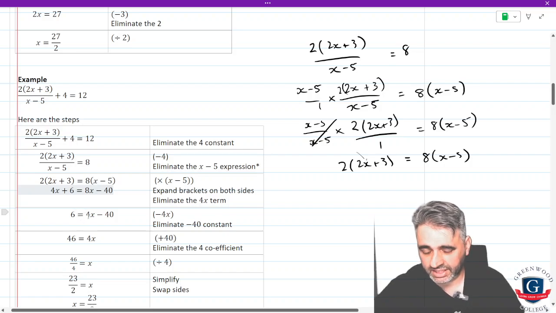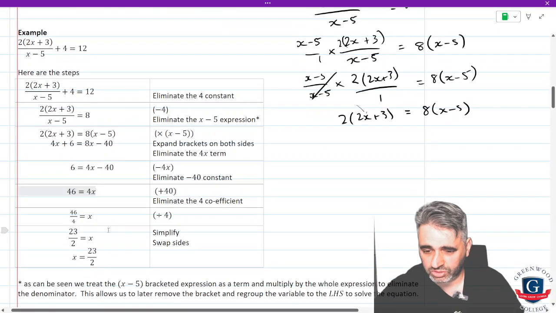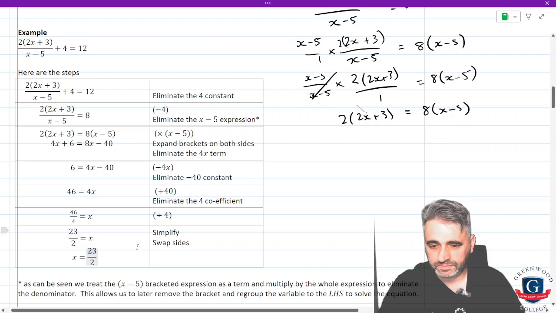Collect the x's on one side and collect the constants on the other side. You'll end up with an expression like this. Divide both sides by 4. You'll end up with an expression like this. Simplify the left-hand side. You'll end up with this expression, and then swap the sides. You'll end up with that one.